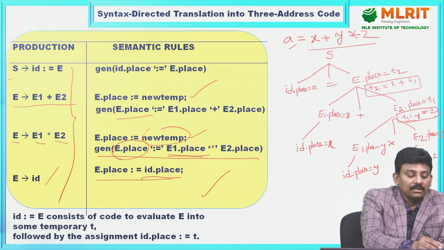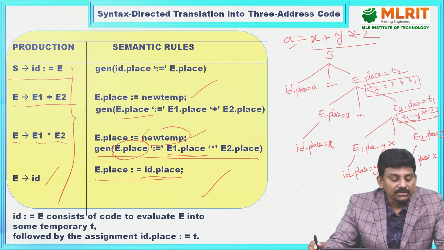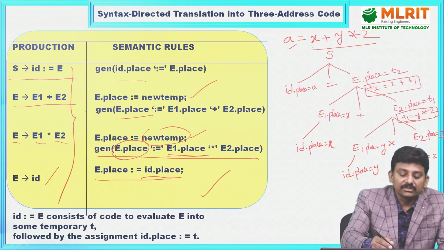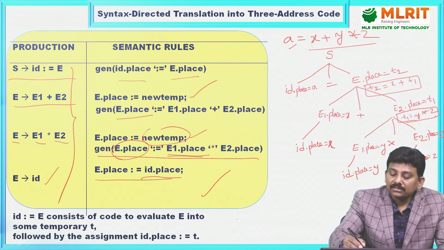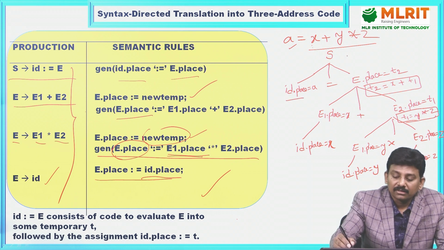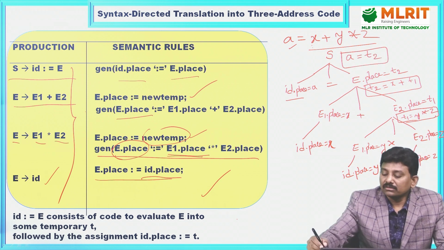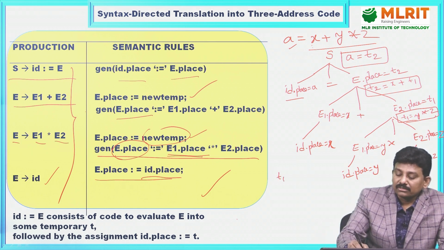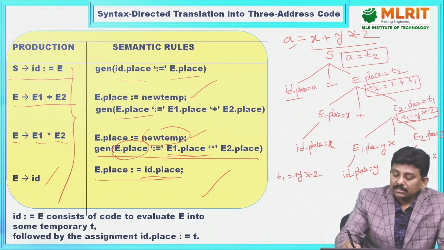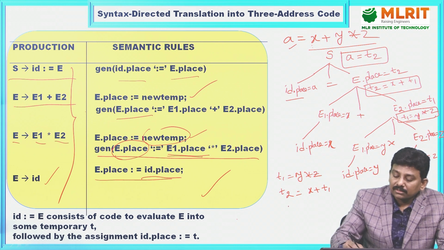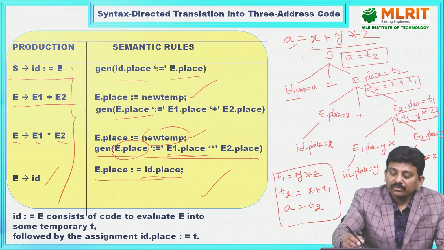Next, S derives ID = E, that is ID.place = E.place. ID.place is A, and E.place is T2. So, if you collect all these three-address statements: first T1 = Y * Z, T2 = X + T1, A = T2. This is the three-address statement for the given expression.